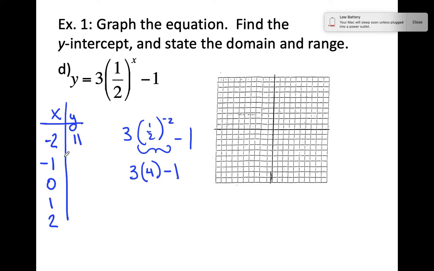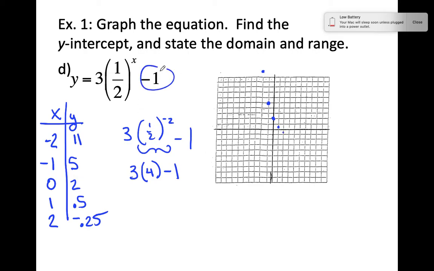Then if I put in -1, you're going to get 5. If you put in 0, you're going to get 2. If you put in 1, you're going to get 0.5, and for 2, you're going to get -0.25. So we plot (-2, 11), which goes off the screen here, then (-1, 5), (0, 2), (1, 0.5), and (2, -0.25).